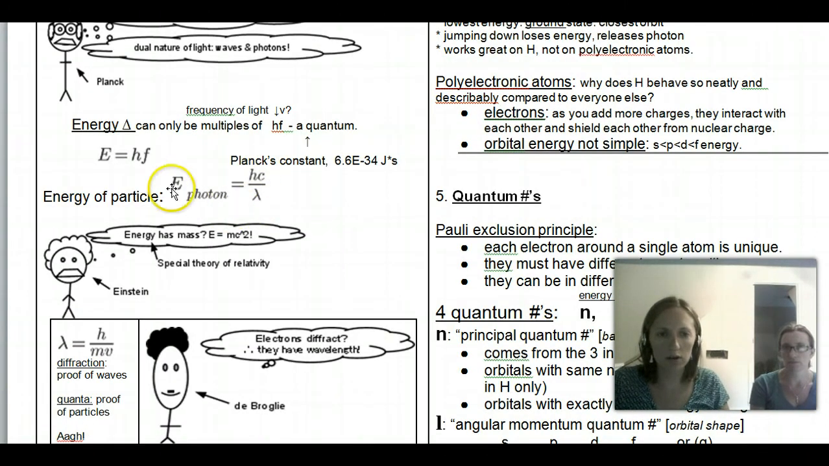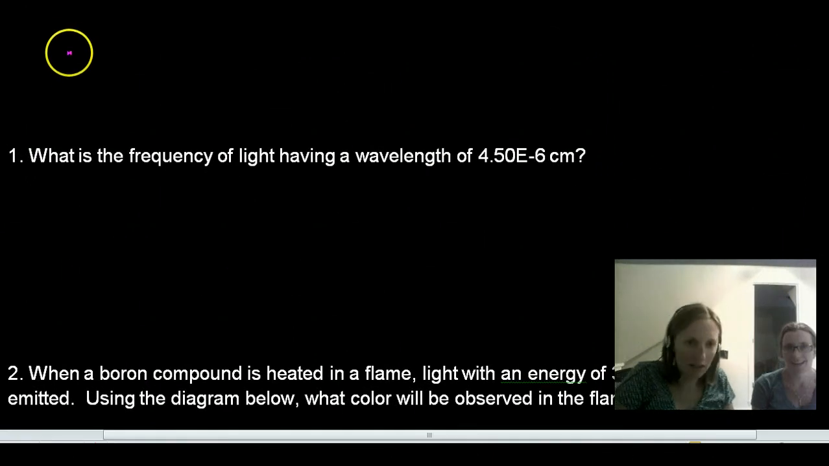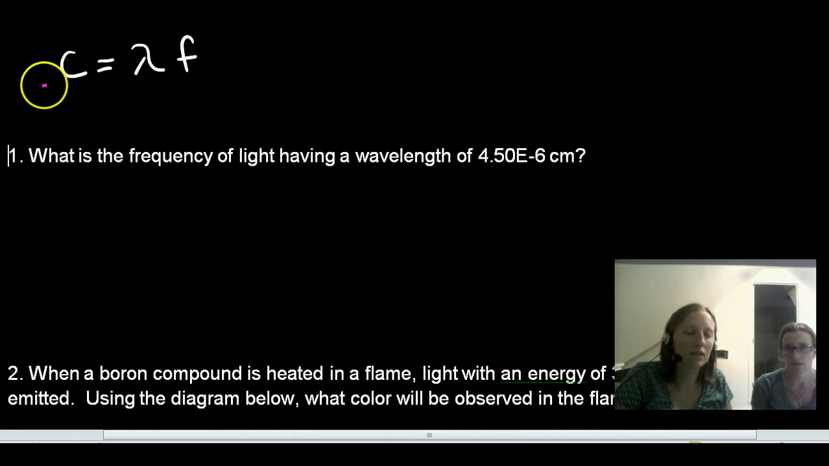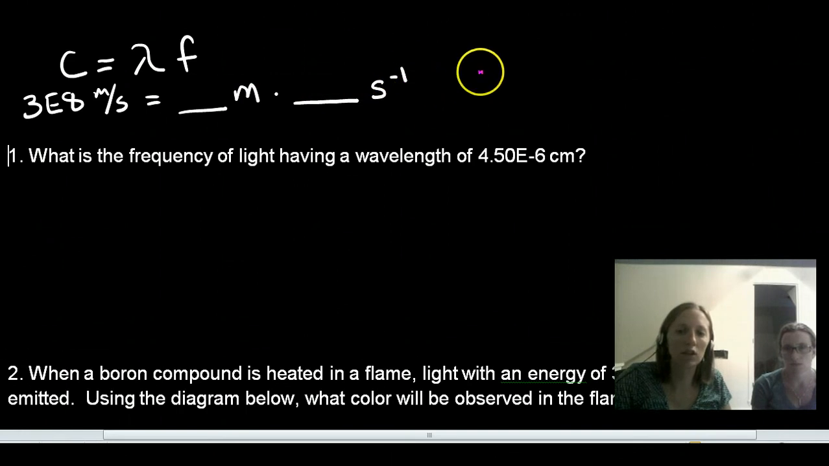This formula here is a kind of a substitution of E equals hf, and I need to show you where it comes from. So what we've got is c equals lambda f, where c is the speed of light in a vacuum, which the value is 3e8 meters per second. The wavelength is some value given in meters, and the frequency is some value given in seconds to the negative first, which is also called, by the way, hertz.